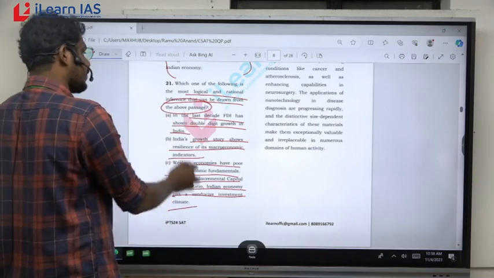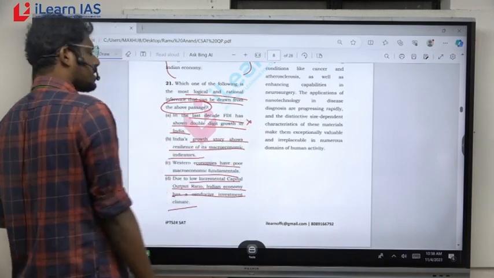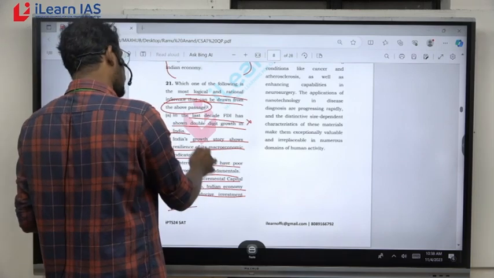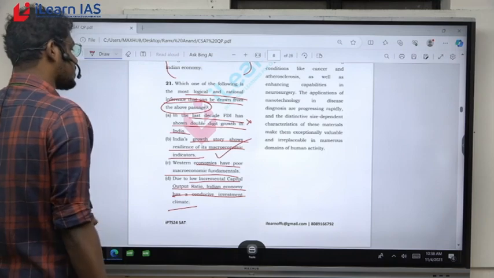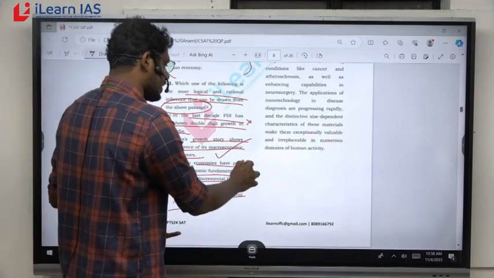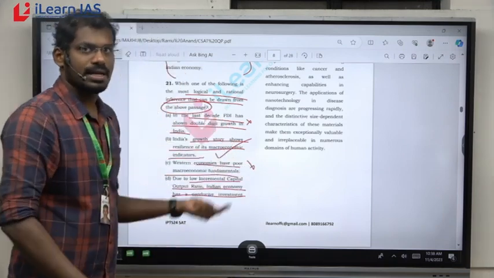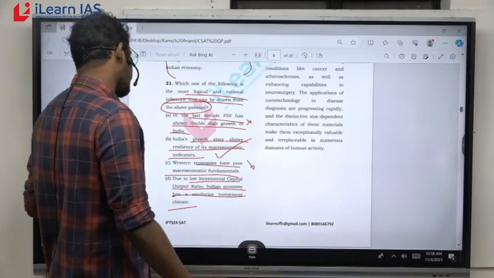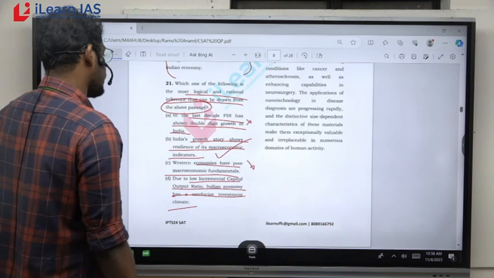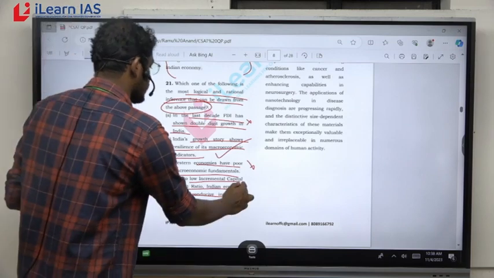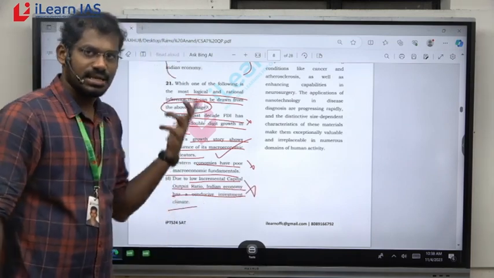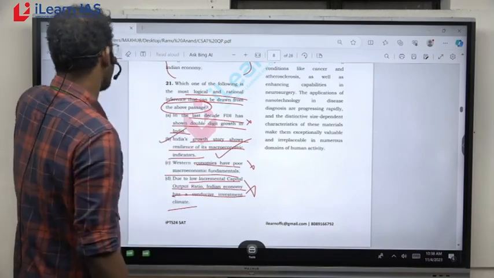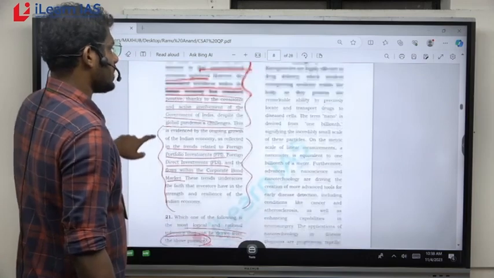In the last decade, FDI has shown double-digit growth in India. No, the passage does not specifically deal with FDI. India's growth story shows resilience of its macroeconomic indicators. That can be correct. Western economies have poor macroeconomic indicators. The passage doesn't compare the Indian economy with the rest of the world, nor does it mention Western economies. Due to low incremental capital output ratio, Indian economy has a conducive investment climate. The passage doesn't mention ICOR. So the most probable answer is option B for question number 21. Moving on to the next question.